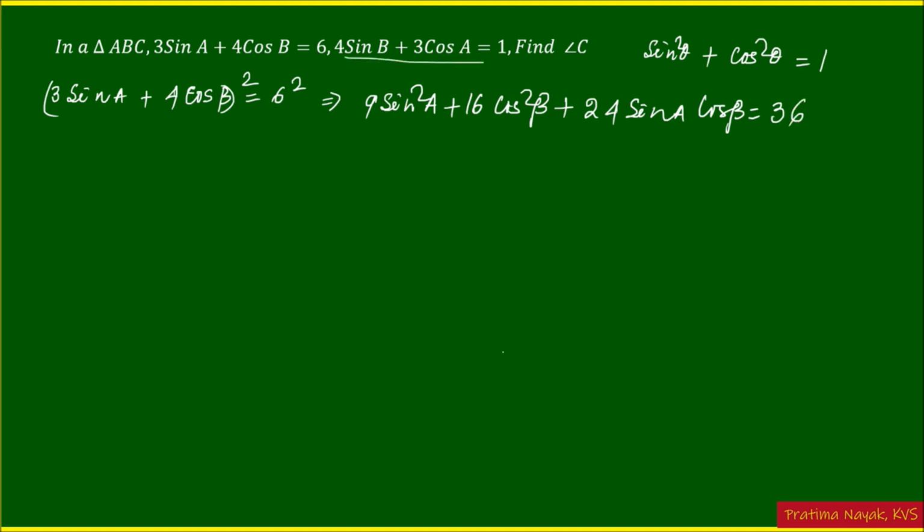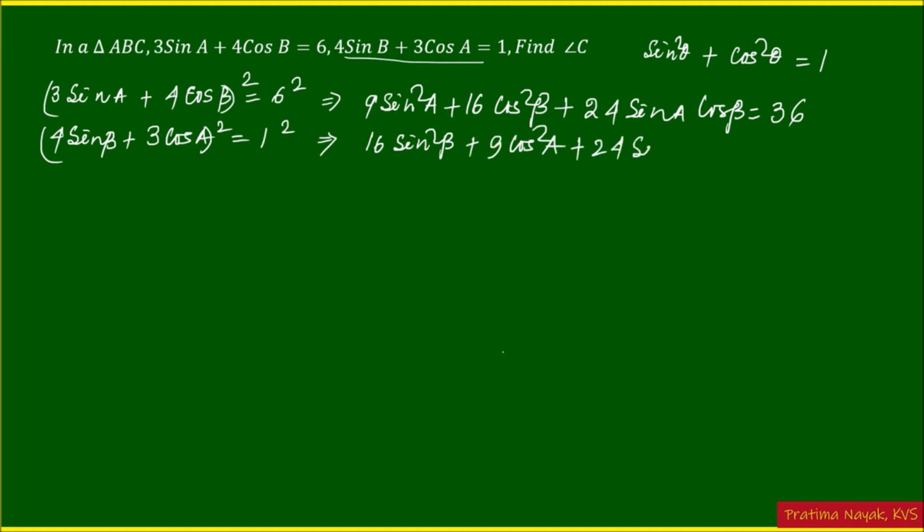Coming to the second expression, 4 sine B plus 3 times cos A is equal to 1. Same procedure, I'll square both the sides. I'll get 16 sine square B plus 9 cos square A plus 24 sine B cos A is equal to 1.